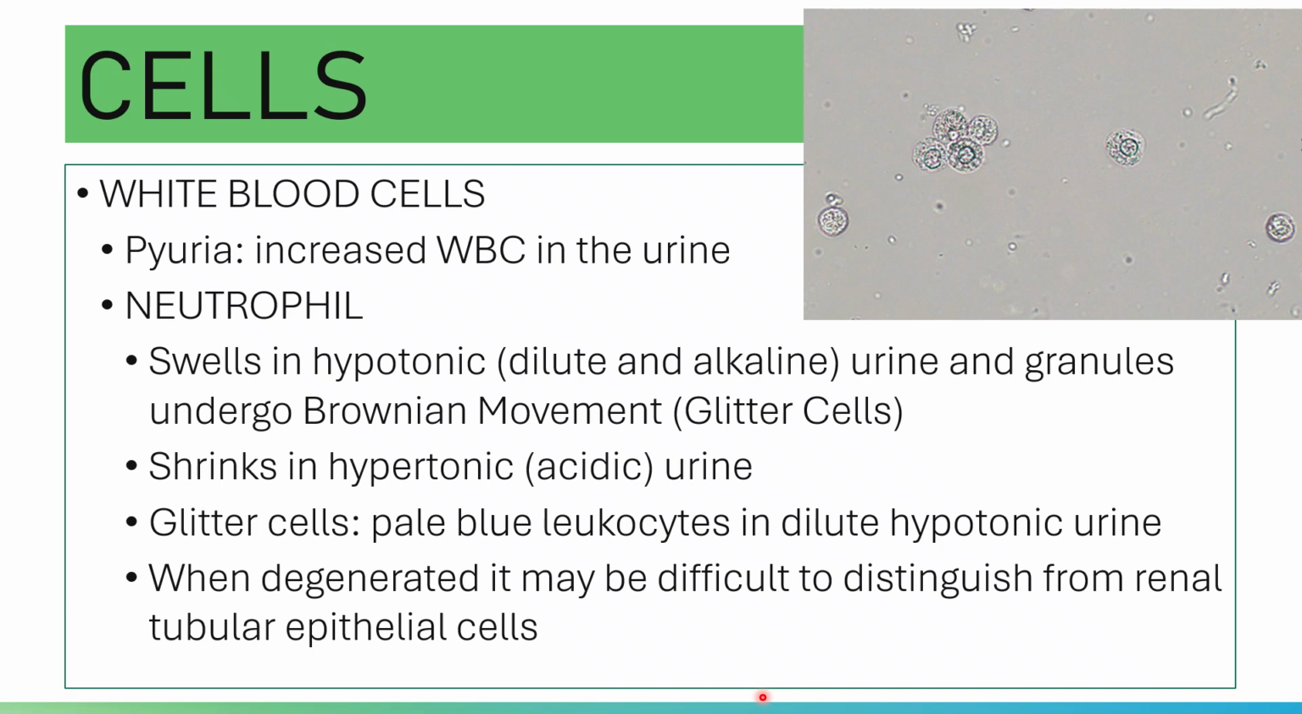And 30 WBCs or pus cells per high power field may indicate an infection. And there is what you call gross pyuria. It may be due to a rupture of a renal abscess or urinary tract abscess.